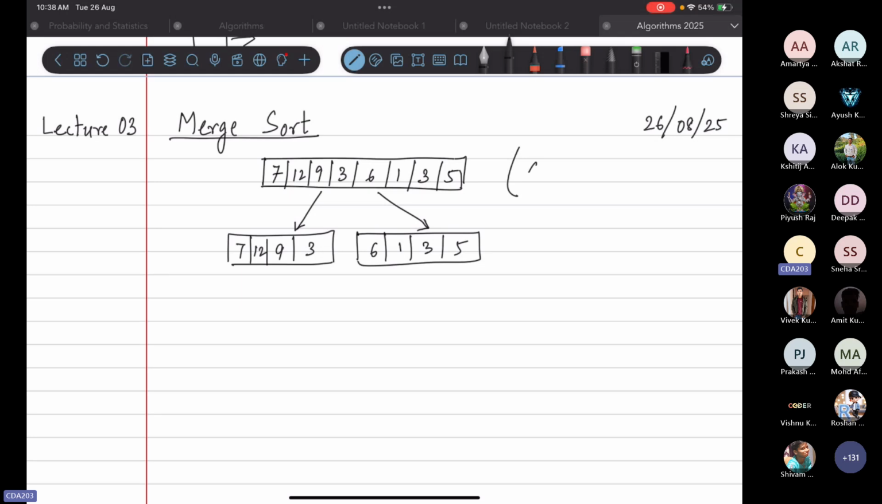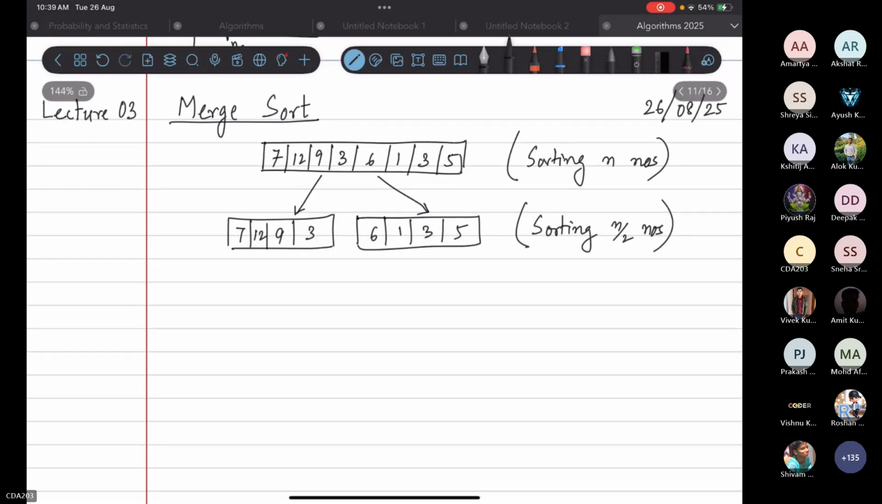See that this is a problem of sorting n numbers. I'm talking in terms of n. For this example, n is 8. Now, what are these problems? These are basically smaller problems. What do I mean by smaller? Smaller in terms of the input size. Now in the next level, my problem is I need to sort these 2 sets of n by 2 numbers.